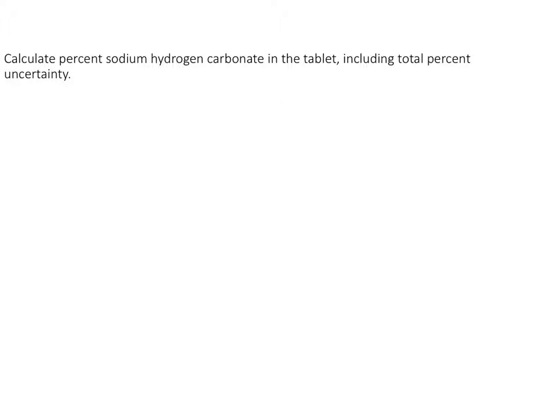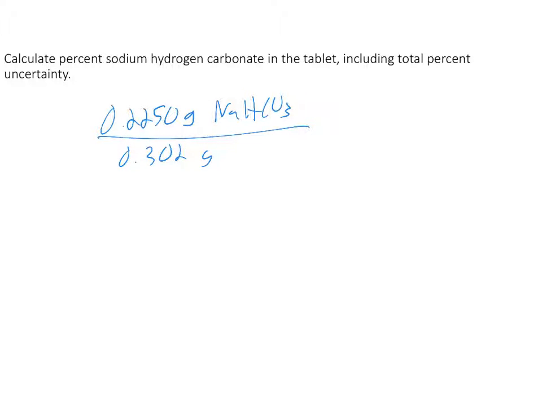So now we get to calculate the percent sodium hydrogen carbonate in the tablet. So I have 0.2250 grams of sodium hydrogen carbonate in the tablet, divided by 0.302 grams of tablet. That's the total mass of the tablet, times 100, and I get 74.5%.